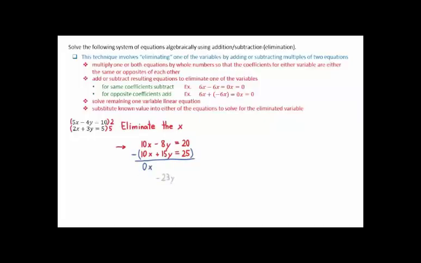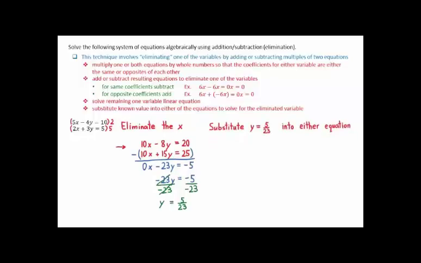This gives 0x minus 23y equals negative 5. Or simply, negative 23y equals negative 5. We then can divide both sides by negative 23 to isolate the y, giving us y equals 5 over 23.